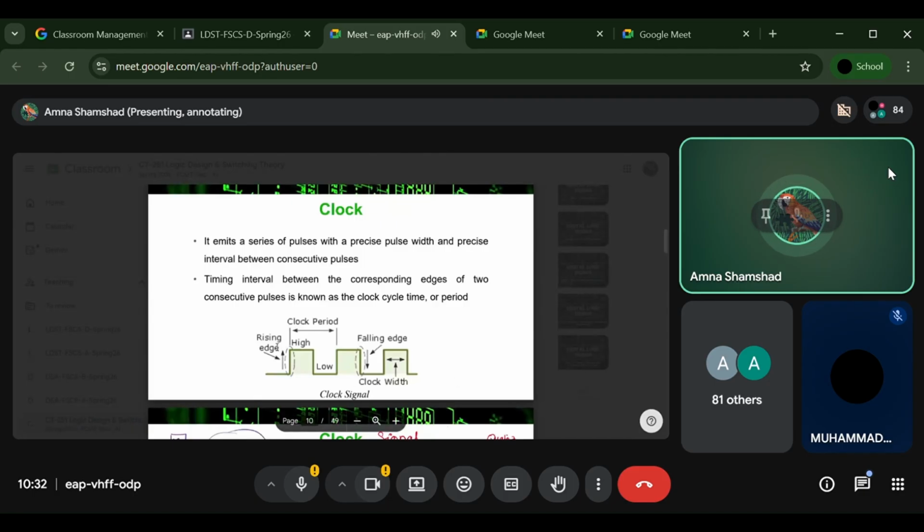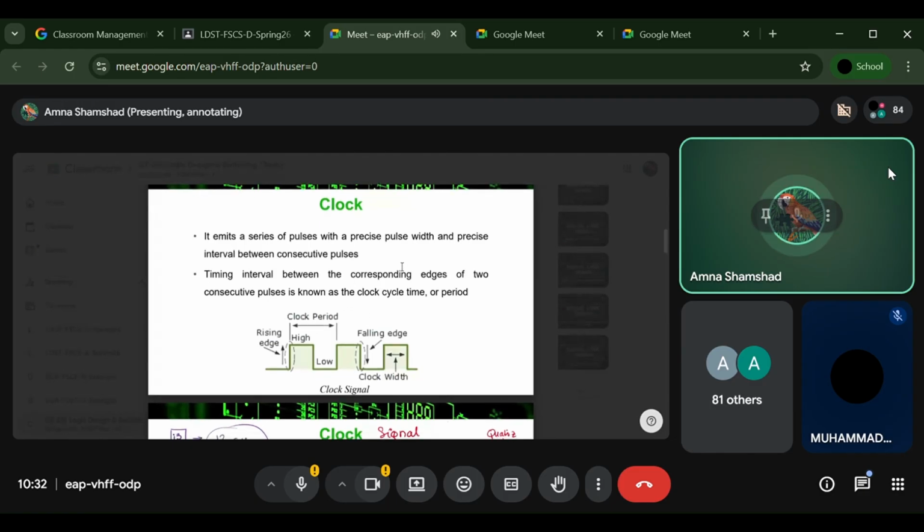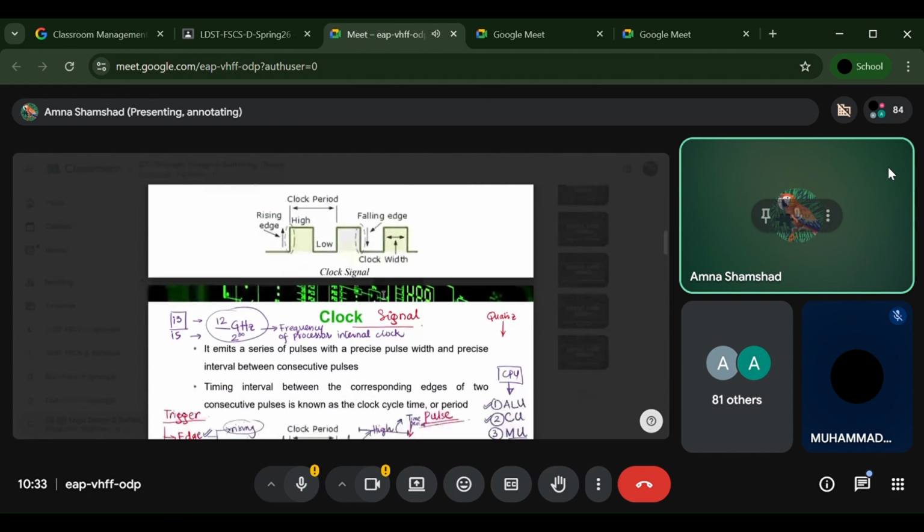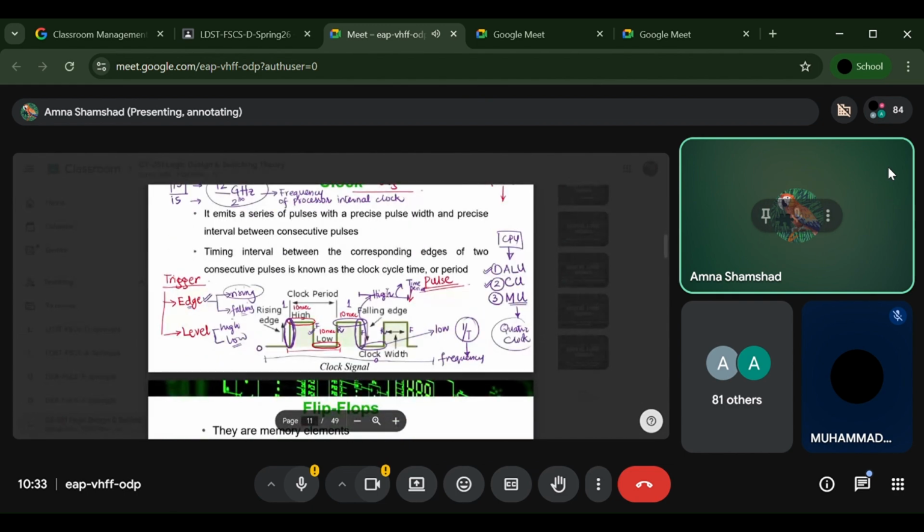This is the rising edge. This is the falling edge. This is my high, and this is my low level. The interval between two corresponding edges, the rising and the falling, is basically the clock period. Class, is this clear?